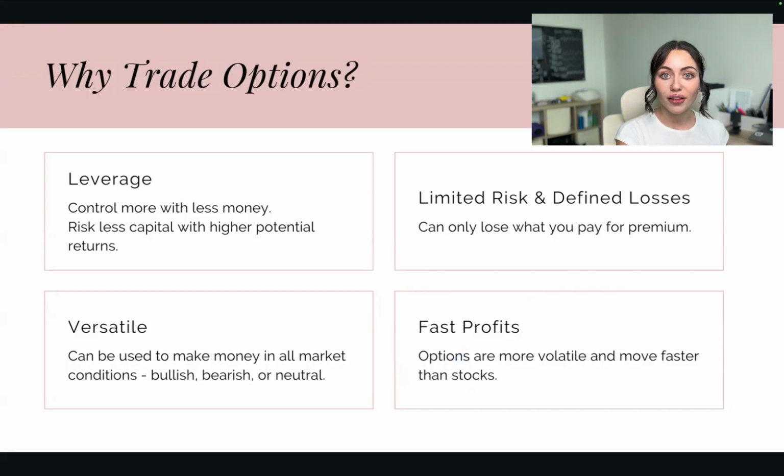Lastly, options allow for very fast profits. Options are volatile, meaning that the price of the premium moves a lot faster than the price of the actual stock. So you can make a lot of money a lot faster than when just buying or selling stocks, but it does mean that it also comes with a risk in that volatility. But let's focus on the positives, and you can make a lot more money with options with those faster profits.